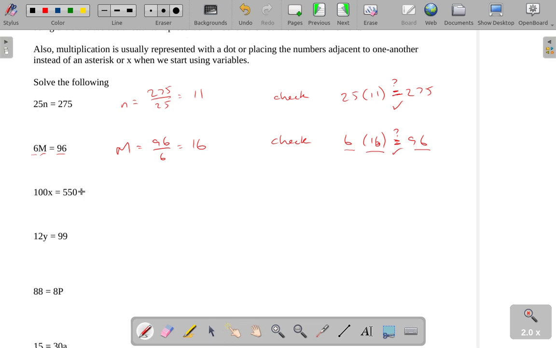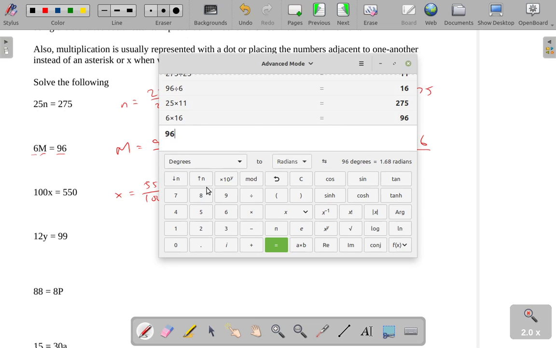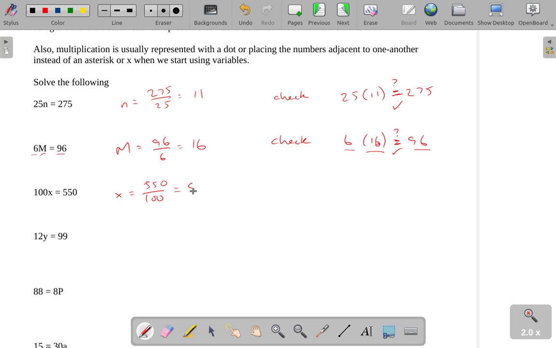Alright, so let's make this a little bit trickier. Let's say, okay, what number times 100 is equal to 550? If you're trying to do this by guessing the numbers and checking, this would not be the easiest approach, because you'll notice if I do 550 divided by 100, it doesn't come out as an integer. It doesn't come out as a whole number. We get 5.5. But of course we could check this.